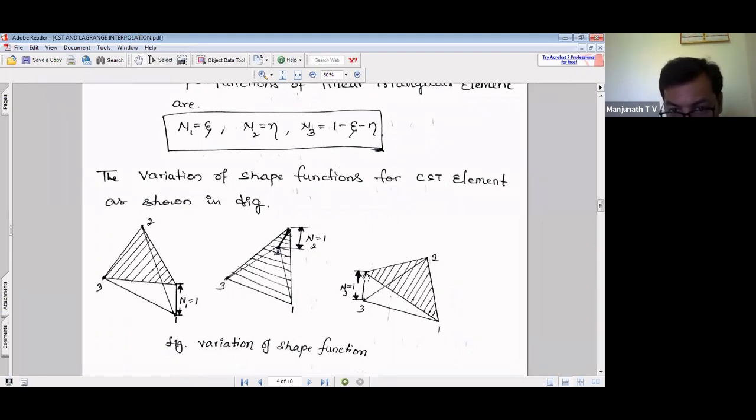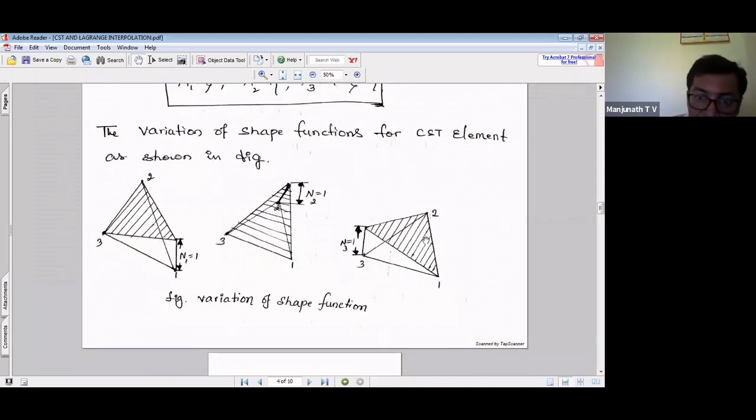So n3 towards node number 2 and node number 3 is going to be decreasing. If it has a value of 1 here, then at node number 1 the n3 value will be 0, and at node number 2, n3 value will be 0. So it is going to be decreasing, and that particular area you are going to mark. This way you are going to show the variation of n1, n2, n3 for the constant strain triangle.